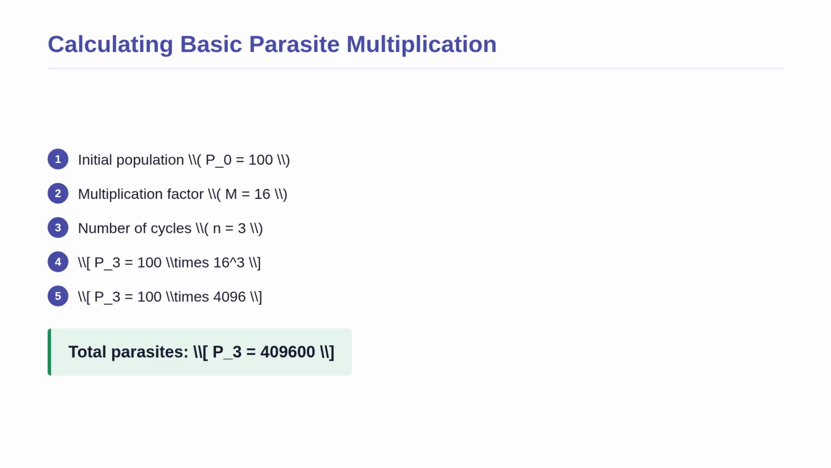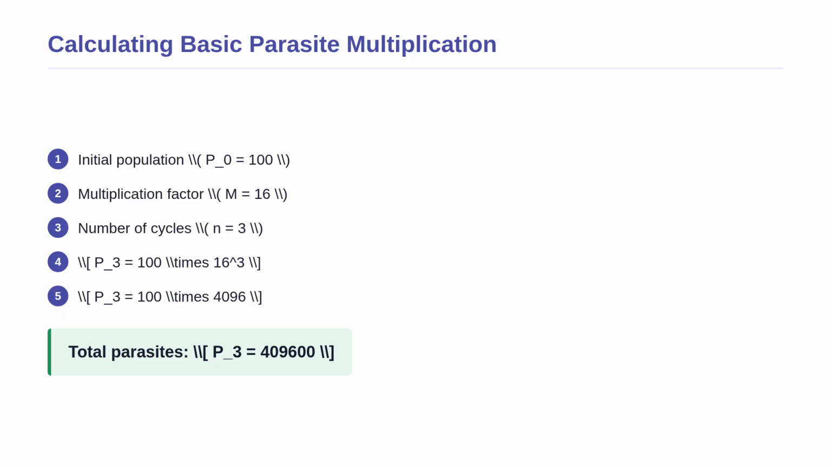Before we move on, let us see this formula in action with a concrete numerical example. Suppose a patient starts with a small initial population of 100 parasites. We know the multiplication factor is 16, and we want to find the total parasite load after 3 reproductive cycles. We plug these known values into our exponential growth formula.